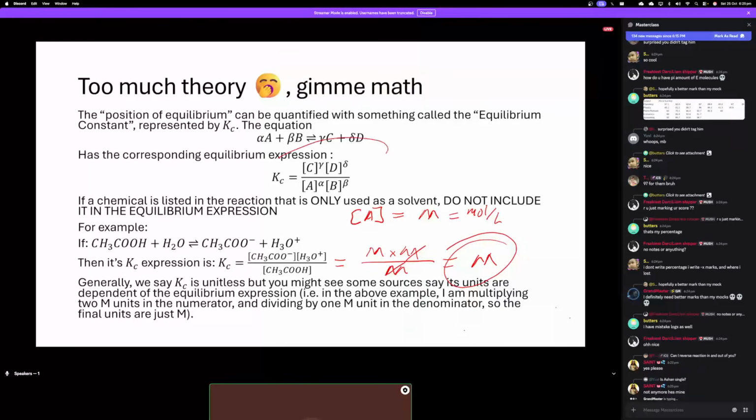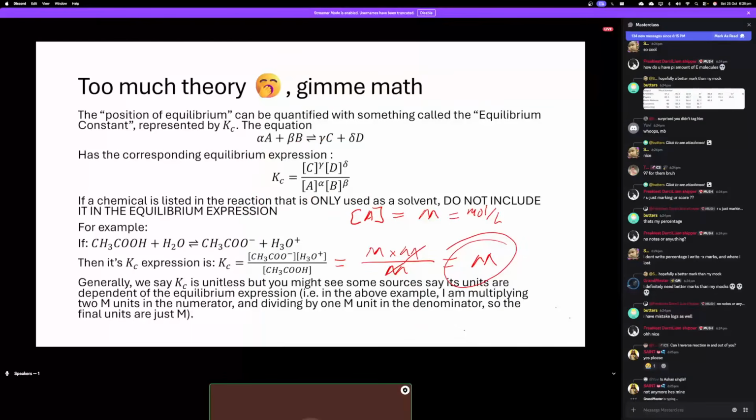But in a case like this, it'd be more complicated, and maybe there's some more examples. Generally, I've seen people just take it as unitless. Some sources say this. There's not too much I can really say about it. I've seen both, right?